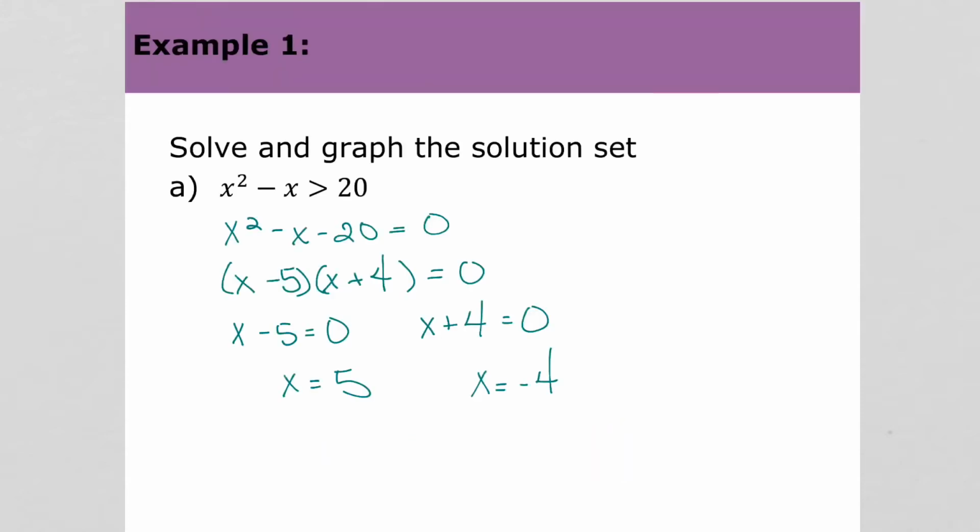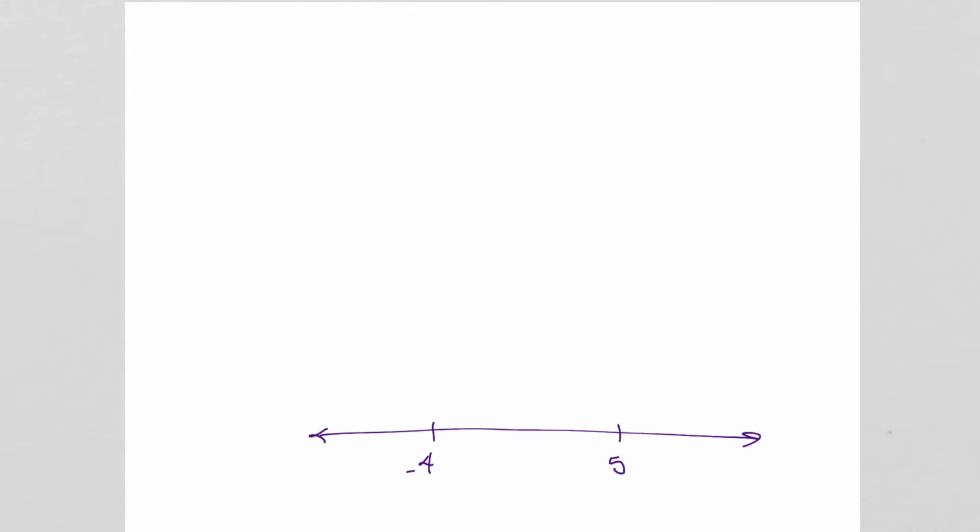So let's draw us a number line. I'm going to mark on here negative 4 and 5 so far. Okay, so the next thing we need to do is talk about the intervals. So we need an interval from negative infinity to negative 4, somewhere less than negative 4, somewhere between negative 4 and 5, and somewhere greater than 5.